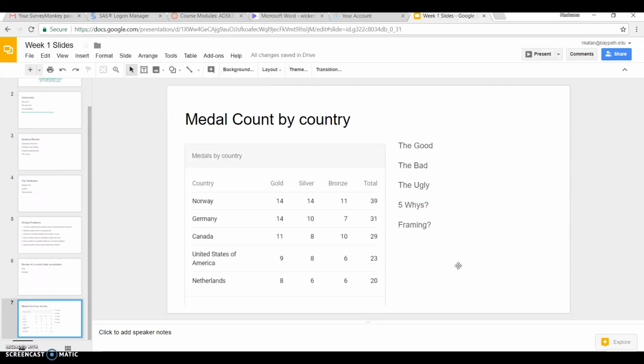The ugly is that this is an extremely shallow look at the medal count. There's no way to drill into it. There's no explanation by sport. There's no way to cut the data in any other way than just total medal count. There's no mapping of it, which might be interesting.